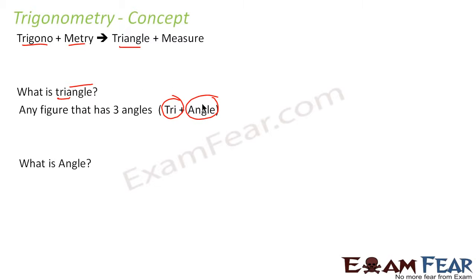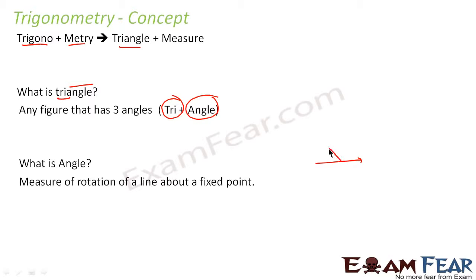What is an angle now? An angle is nothing but the measure of the rotation of a line about a fixed point. So you have this line, you rotate this about this fixed point FP, you rotate this line about this point and you get this line. This whole thing is called an angle, one angle. It is a measure of rotation of a line about a fixed point. We'll learn more about angles in the next slides.